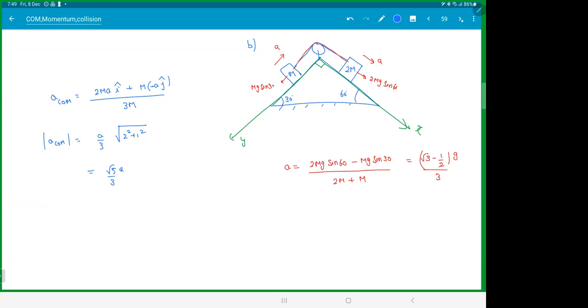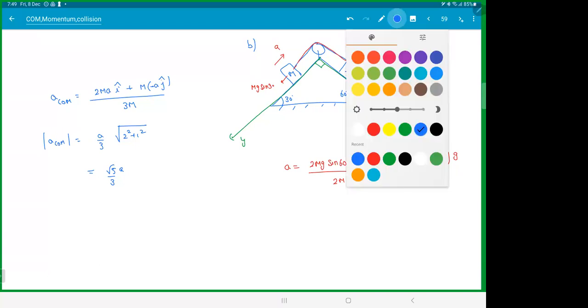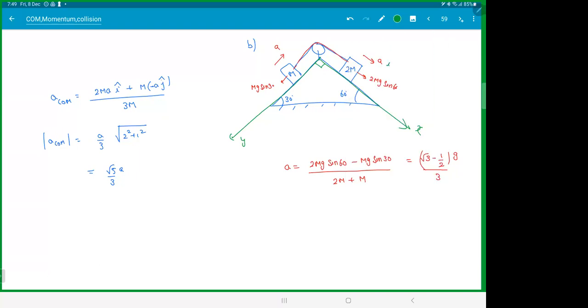What is the center of mass? M1 A1 bar plus M2 A2 bar over M1 plus M2. So this is going in which direction? This is going in I cap, no? This is going in which direction? Minus J cap, right? Opposite to Y axis. That's it. So M1 A1 bar plus M2 A2 bar. You have to take it in vector form, isn't it? You can't directly add them.